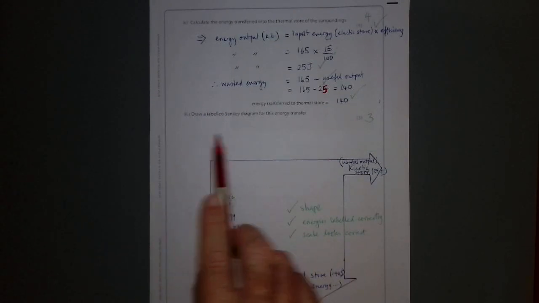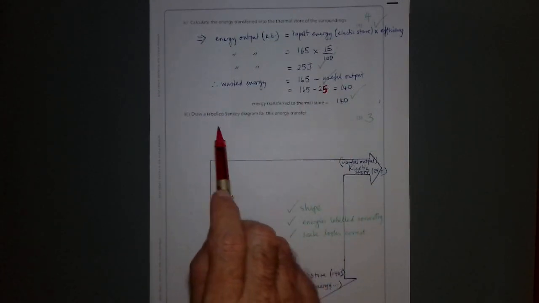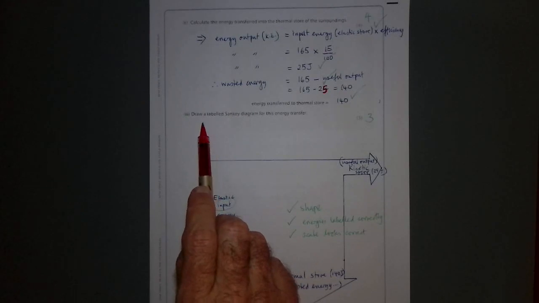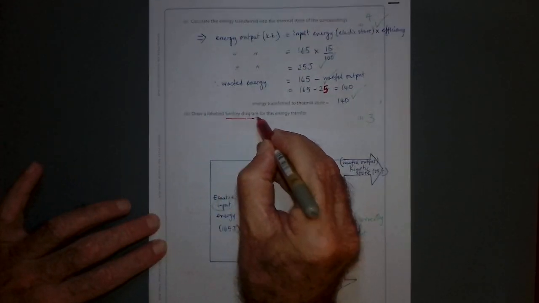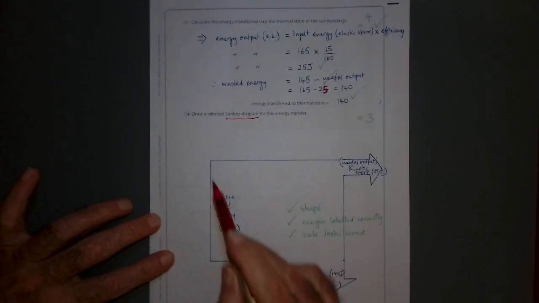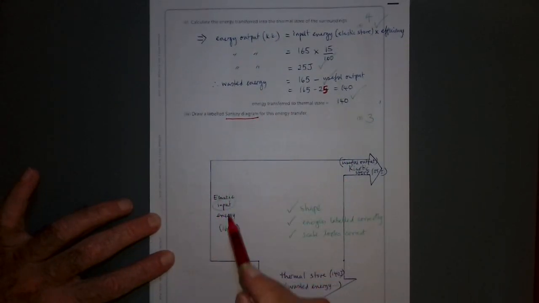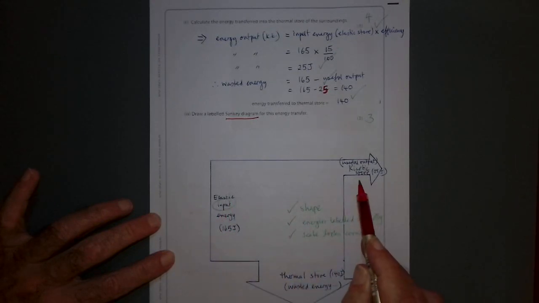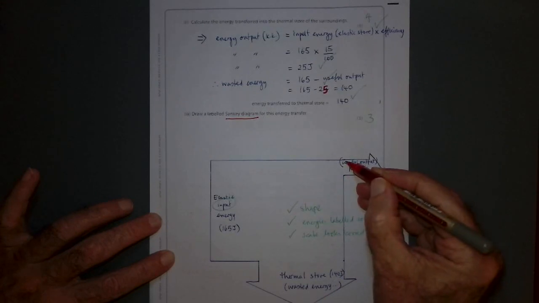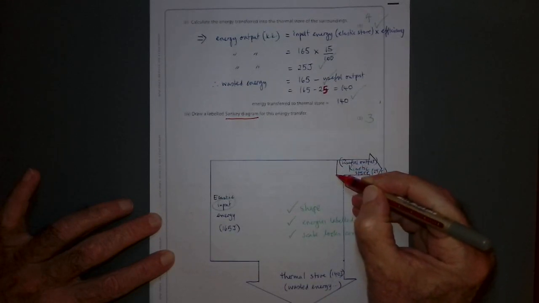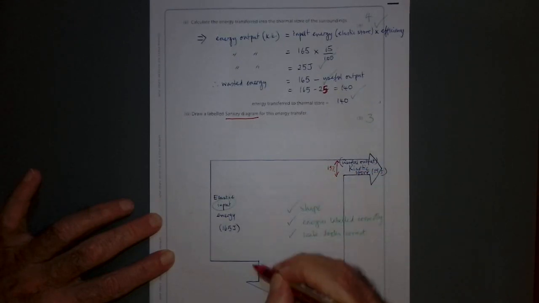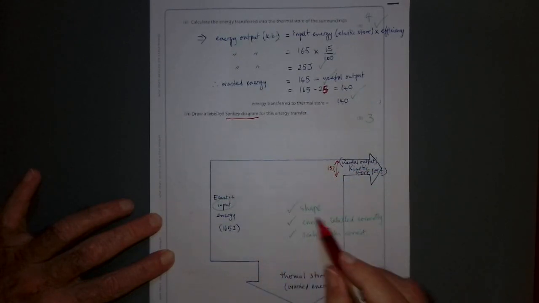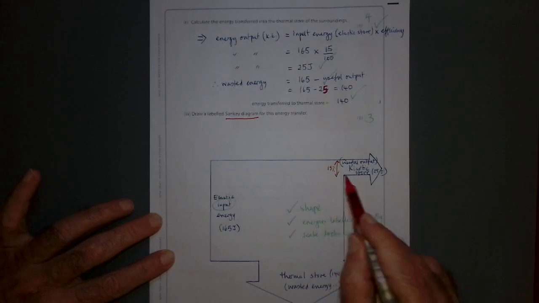It wants you to draw this efficiency as a Sankey diagram. Well, the Sankey diagram is basically the visualization of efficiency. The input's always drawn on the left. The input was the elastic input energy, which was 165 joules. Only 15% of it, so this should be roughly 15% of the width of the total. So I've drawn it to scale, and you need to make sure that you do that.